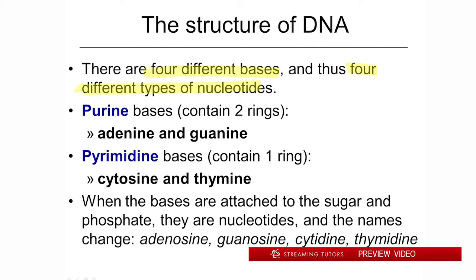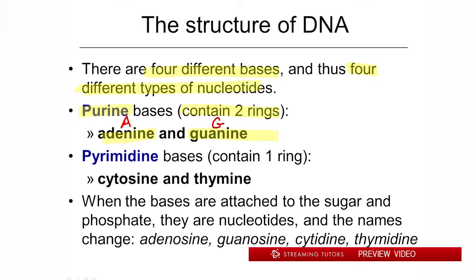Those 4 are divided into 2 categories based on the size of the base. So-called purine bases contain 2 rings. I'll show you a picture in a moment. Those bases are adenine and guanine, often abbreviated as A and G.